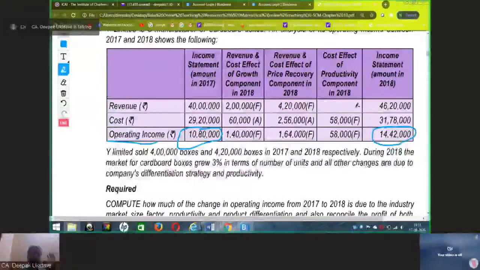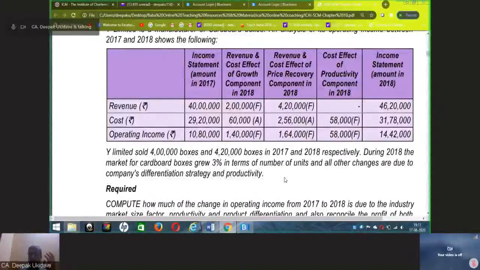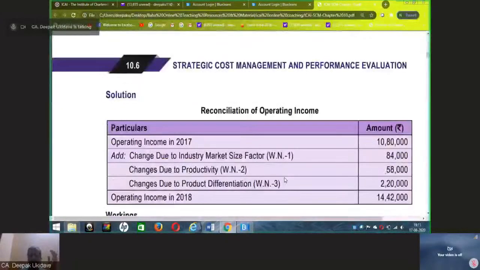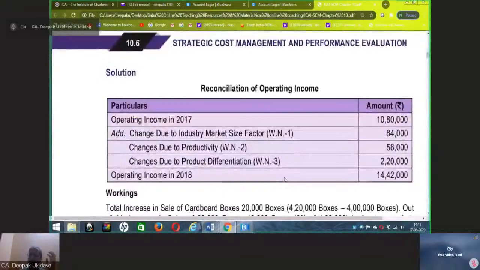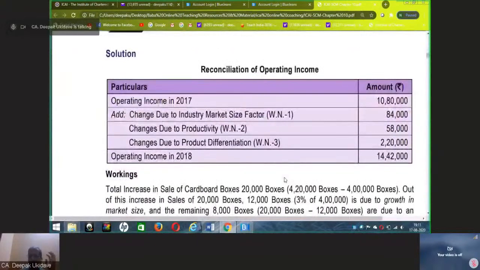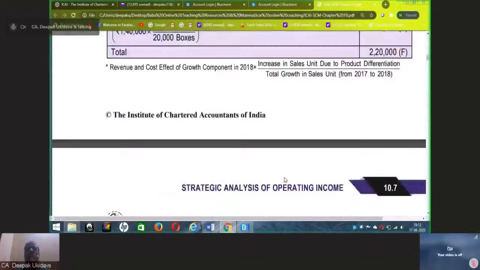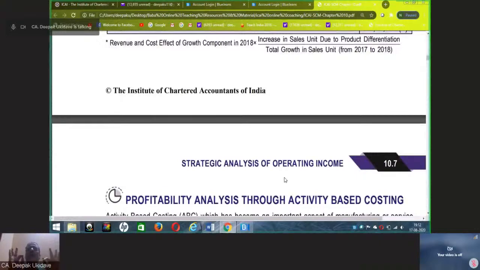So we are through with this analysis of profitability using a new technique of profitability analysis, that is three components: growth component, price recovery component, and productivity component. Based on this analytical commentary, you can always state that profit has increased because of these factors. So we are through with section 1 of this chapter, that is profitability analysis using three components, namely growth component, price recovery component, and productivity or efficiency in operations.